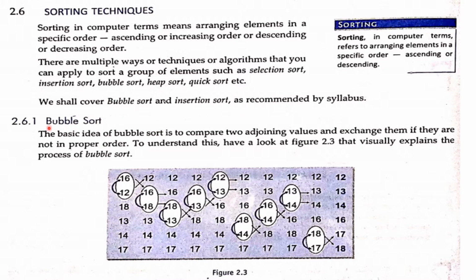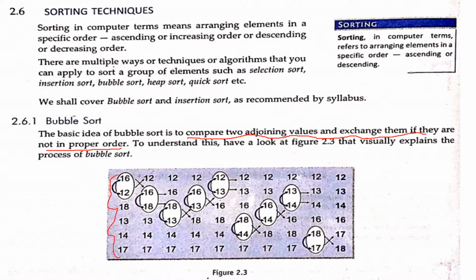So the first one is bubble sort. The basic idea of bubble sort is to compare two adjoining values and exchange them if they are not in proper order. Here in this example, bubble sort process is explained. But here an array or a list is taken vertically. So here you can see there is an array holding the elements 16, 12, 18, 13, 14 and 17.